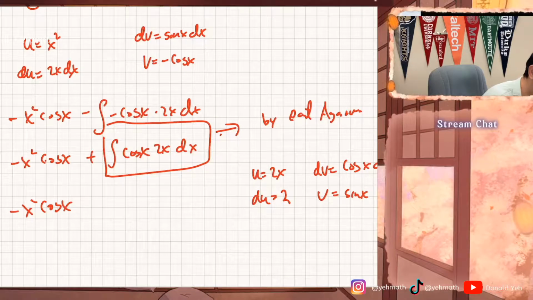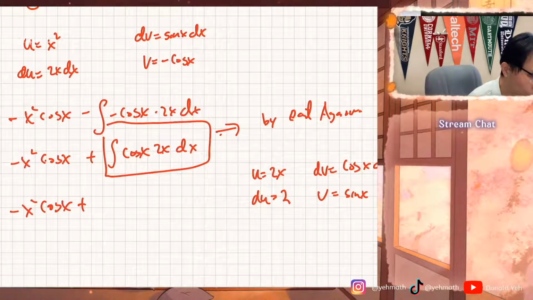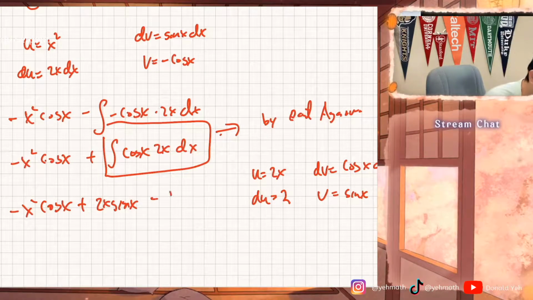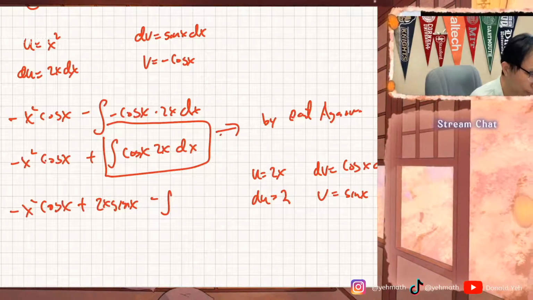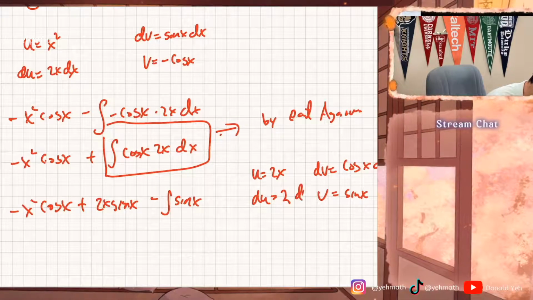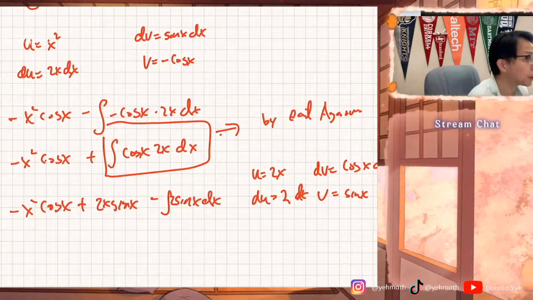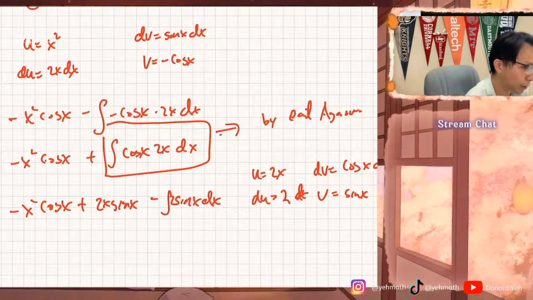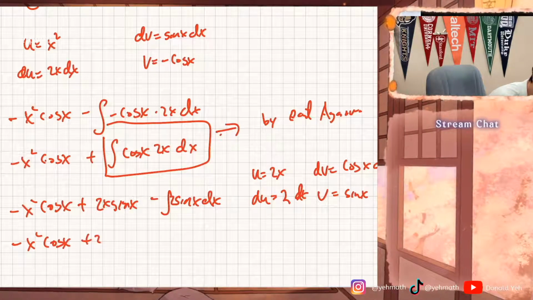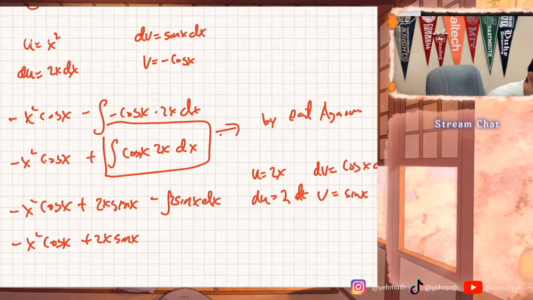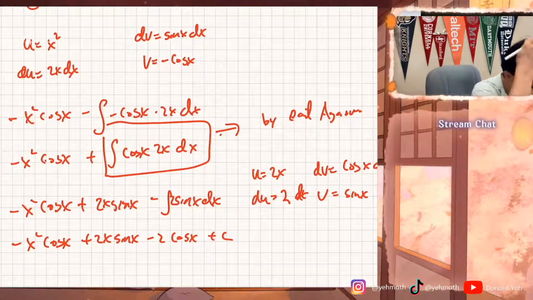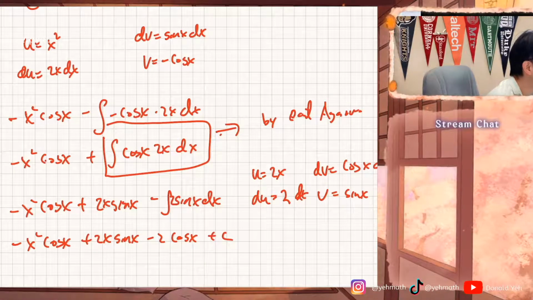So far it's good. So it'd be plus uv, so 2x sine of x minus the integration of sine of x times 2 dx. And we should be able to do the integration of sine of x now. What's the integration of sine of x? Negative cosine, so it'd be negative 2 cosine of x. So this is very annoying, right? Yes.